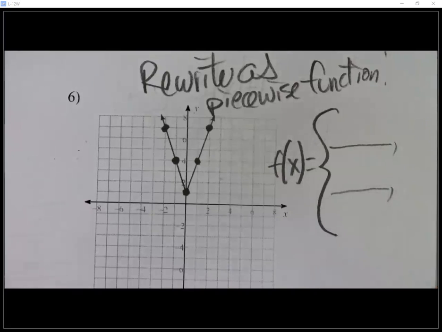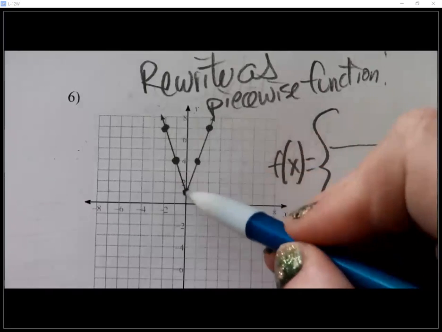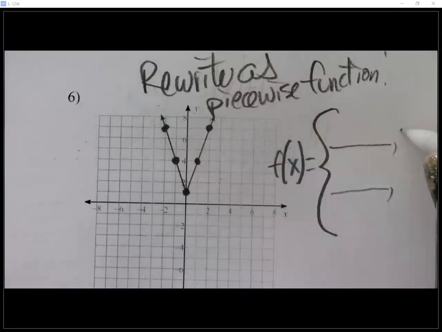So this top one only exists when x is less than 0. And this one, this side only exists when it's greater than or equal to. Remember that you need to have that or equal to bar under one of these two, but not under both. It doesn't matter which one.